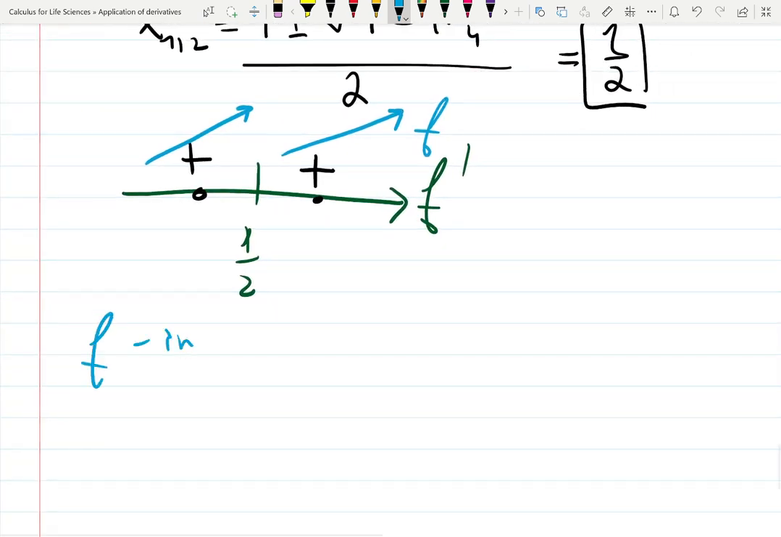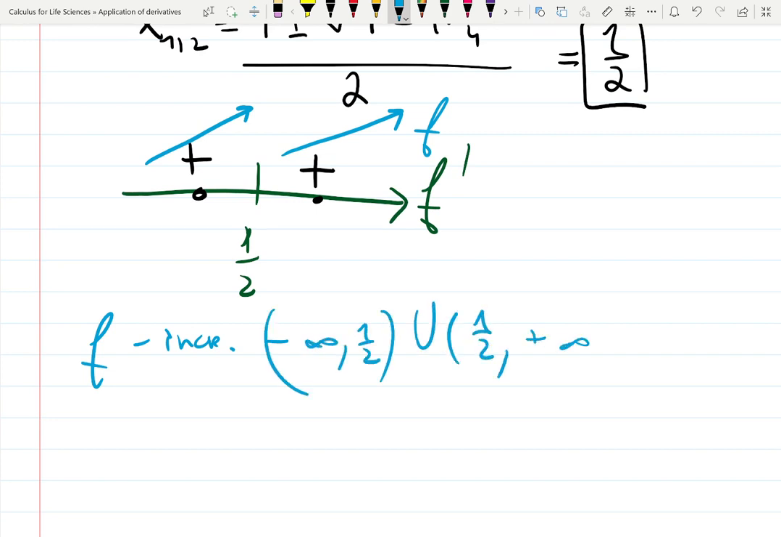F is increasing from minus infinity to 1/2, and then from 1/2 to plus infinity. Your book merges the answers, which I don't like, but it's fine. On the exam, I will not judge you if you merge, but actually you're not supposed to, because at 1/2 your derivative is neither plus nor minus.